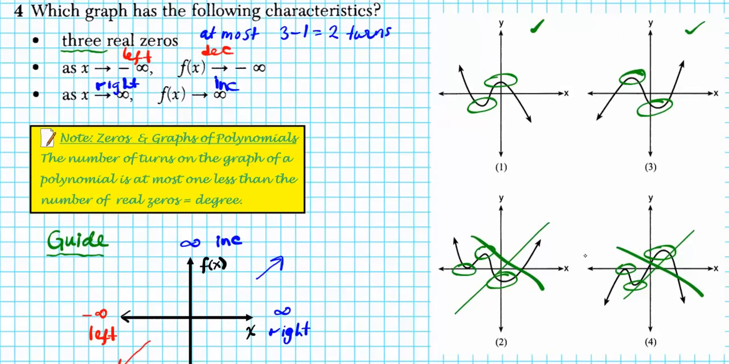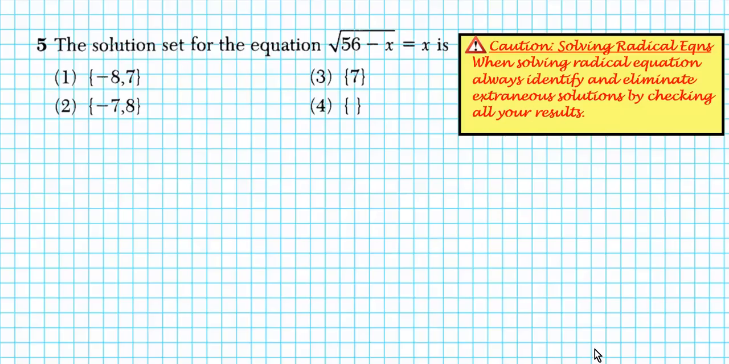So let's look at the end behavior of these 2 graphs we have here. Which one is consistent with this? Which is increasing in quadrant 1 and decreasing somewhere in quadrant 3? We can clearly see that our correct answer is option number 3.